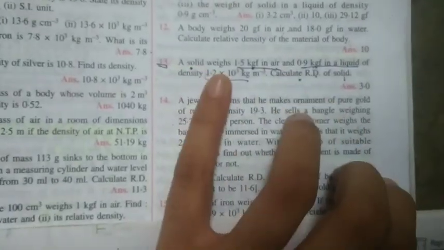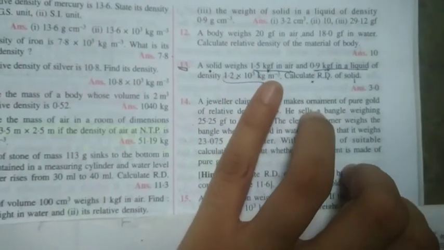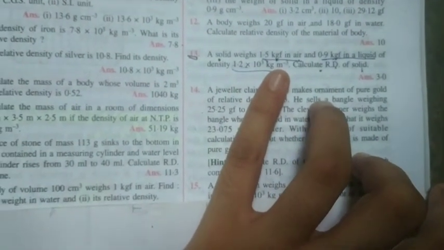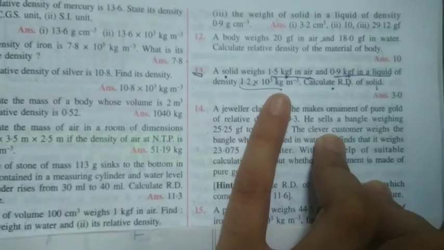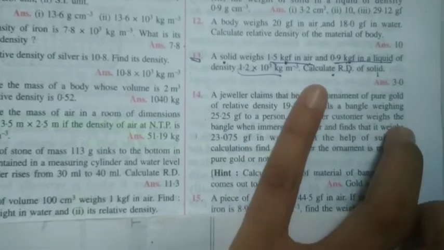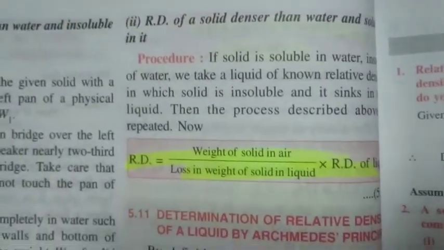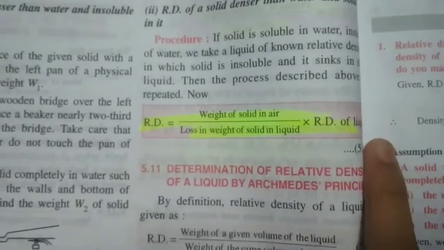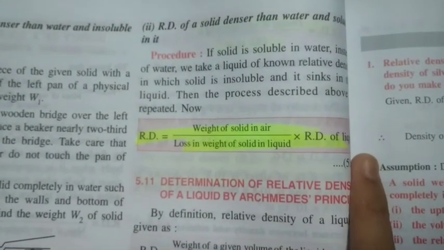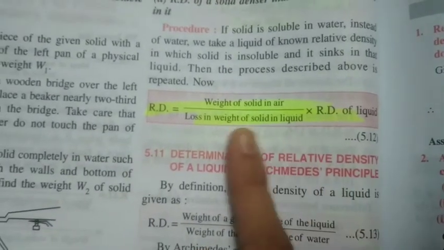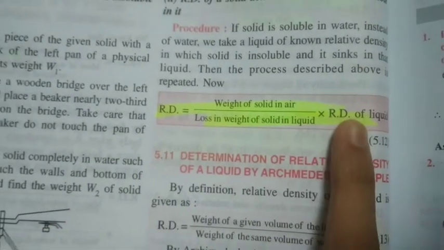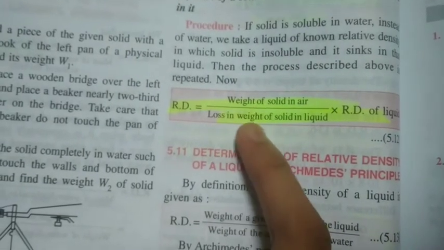So next is a solid that weighs 1.5 kgf in air and 0.9 kgf in the liquid, and the density is 1.2 into 10 to the power 3 kg meter minus 3. We have to calculate the RD of the solid. So if you remember this, the RD of a solid is denser than water and insoluble in it. For calculating that question, we are going to use this formula: the RD of liquid, the weight of solid in air, and the loss in weight of solid in liquid.